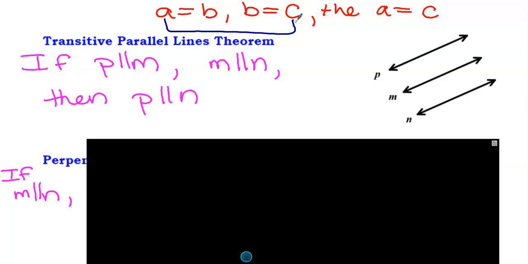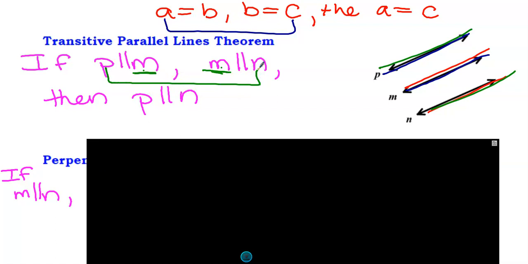So for the parallel lines theorem, if P and M are parallel, and M and N are parallel, therefore P and N are parallel. Okay? Based on the relationship P has with M and M has with N, P is now parallel to N. Transitive means if A goes with B, and B goes with C, then A goes with C. The same idea can happen with parallel lines. Therefore, all three of these are parallel to each other.